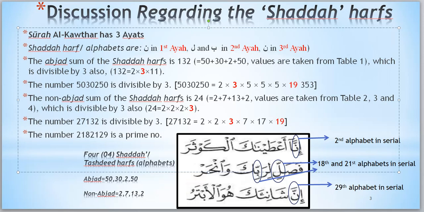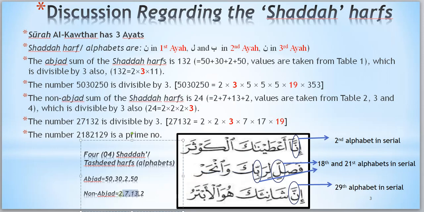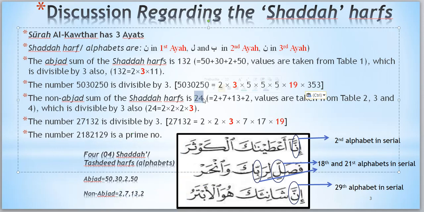This big number is divisible by both 3 and 19. The non-abjad sum of the Shadda harfs is 24. If we sum these values, we will get 24, and obviously 24 is also divisible by 3. Putting these numbers one after another, this big number is formed. And interestingly, this number is also divisible by 3 as well as 19. Mind it, 19 is the number of harfs used in Bismillahir Rahmanir Rahim. So quite an interesting mathematical pattern exists.